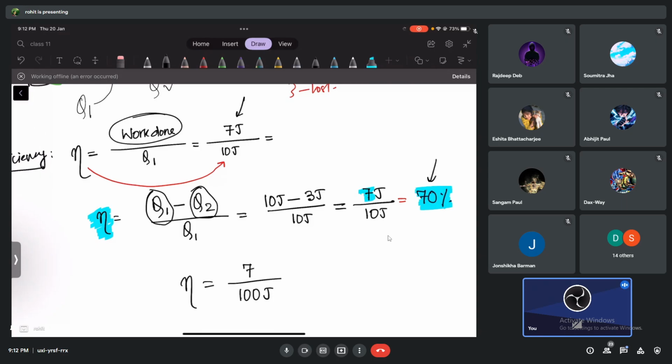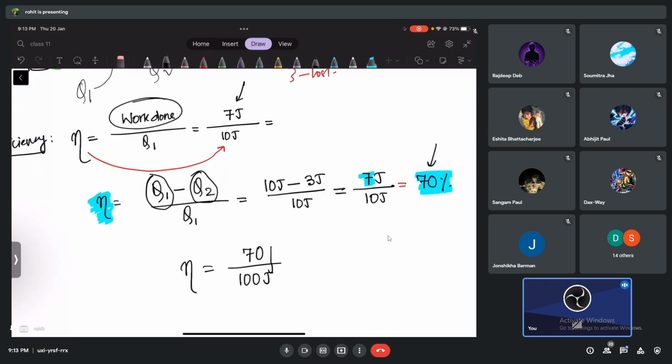Because its efficiency is 70%, 70% of that will be converted into useful work. Can you understand the meaning of this, guys?